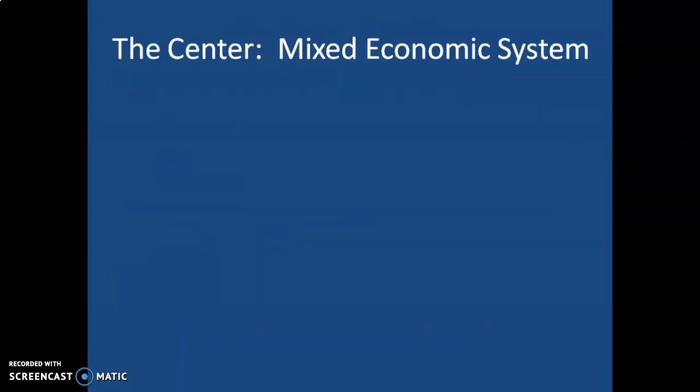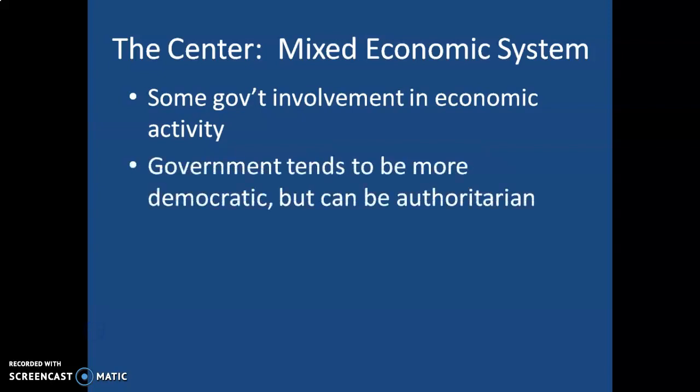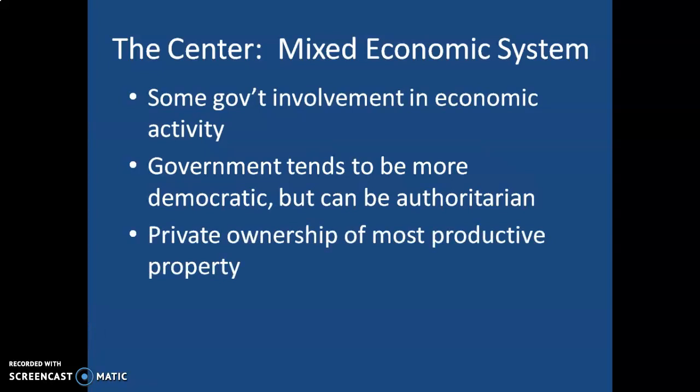Then we get to the center, where you have a mixed economic system, and that means that you're going to have some government involvement in economic activity, but the government won't get involved in as much as in a socialist system. And the government will tend to be more democratic in a mixed system, but it could be authoritarian as well. Private ownership will exist for most productive property, but not all productive property.